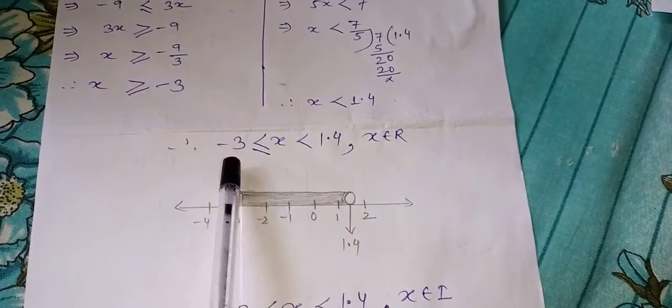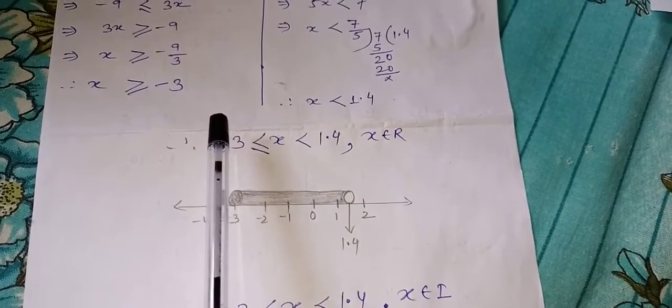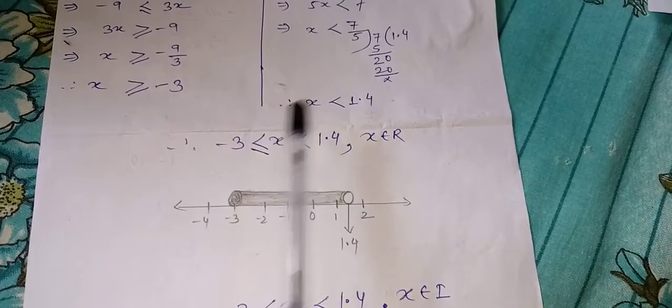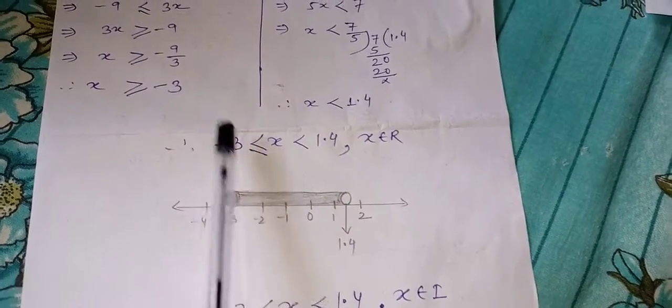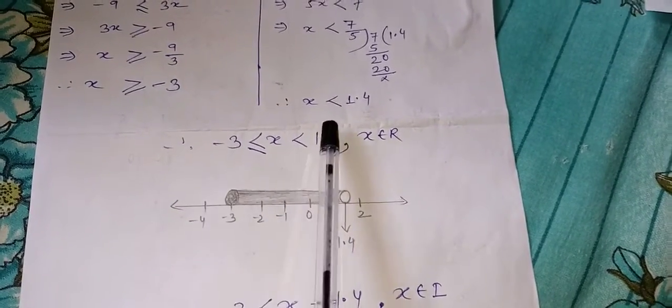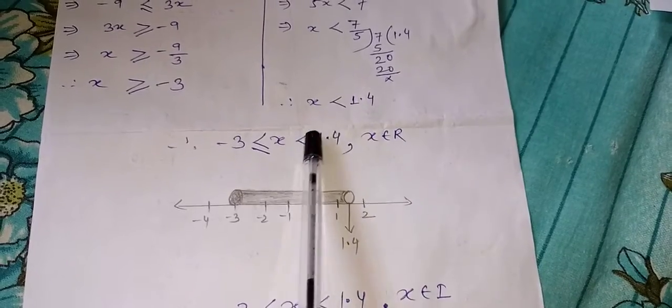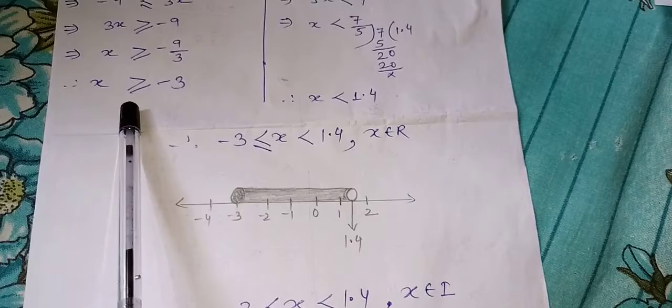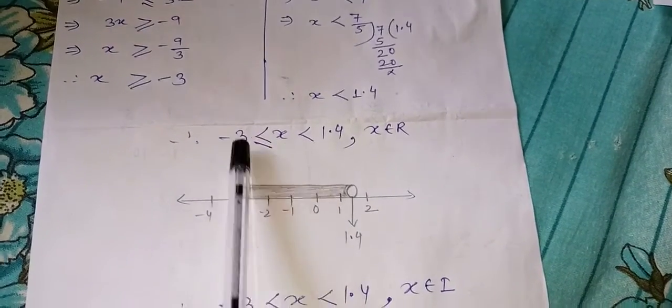So you can see minus 3 is smaller, because a negative number is always smaller than a positive number, and 1.4 is larger, so it went to the right side, and minus 3 went to the left side. As you know, here there is a less than symbol, so I use the less than symbol, but here it is a greater than or equal to symbol, but I am putting a less than or equal to symbol.